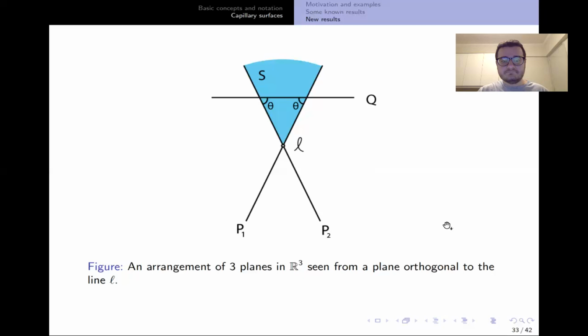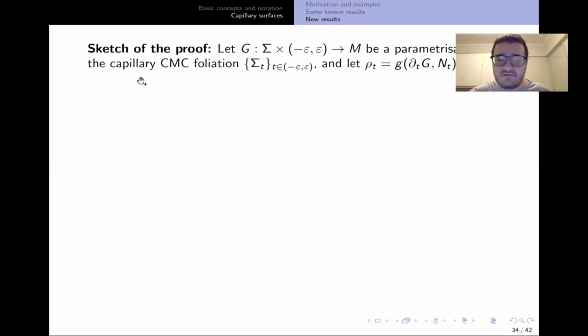Perfect. So let me show you just a sketch of the proof of this theorem. By the propositions I mentioned before, there exists a local foliation around an infinitesimally rigid surface. So let G be a map from this product to M, which parametrizes this foliation, which is a capillary CMC foliation. The leaves I call sigma_t, where t varies in a small interval around zero. And I call rho_t the normal component of the so-called variational vector field of G in each leaf. Since rho_0 is equal to, say, one, if we choose G carefully, then we can assume rho_t is positive for all t in a maybe smaller neighborhood of zero.